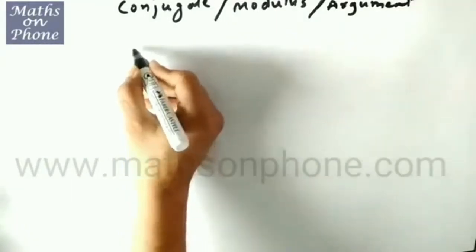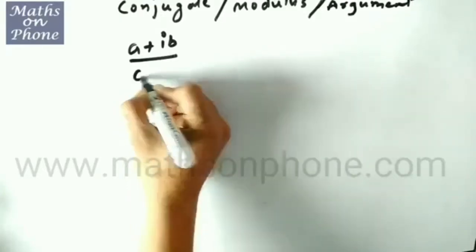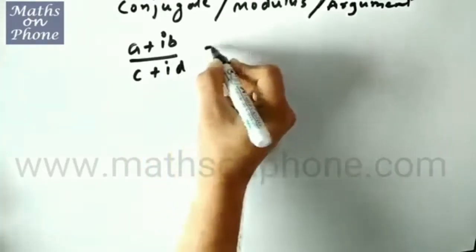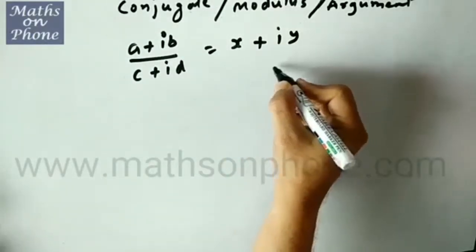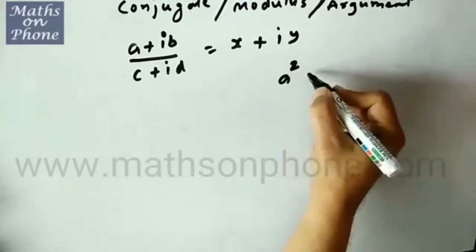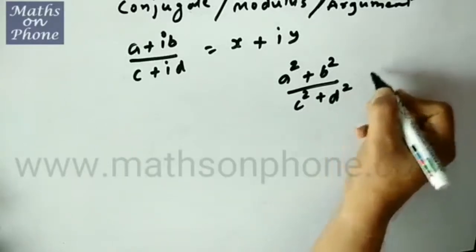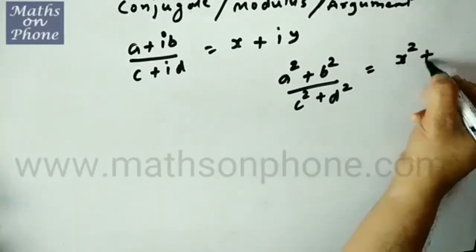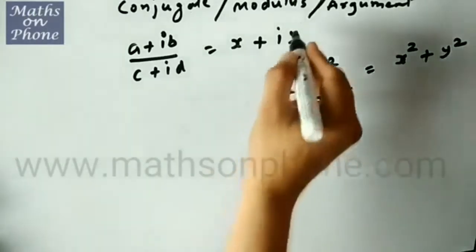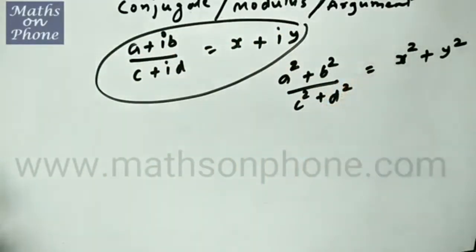One question I am taking here. If (A plus iB) divided by (C plus iD) is equal to X plus iY, I need to prove that (A square plus B square) by (C square plus D square) is equal to X square plus Y square. So this thing is given and we need to prove (A square plus B square) by (C square plus D square) is equal to X square plus Y square.